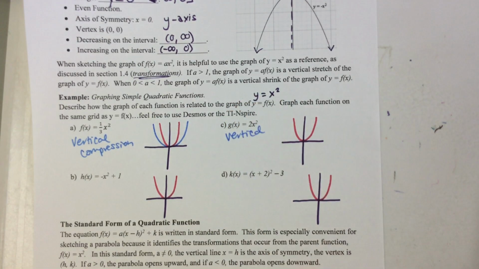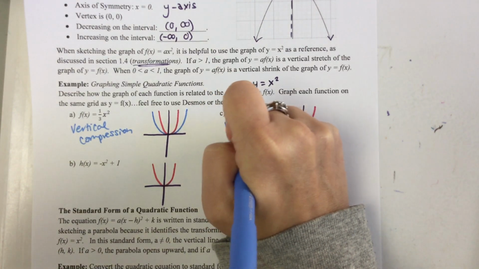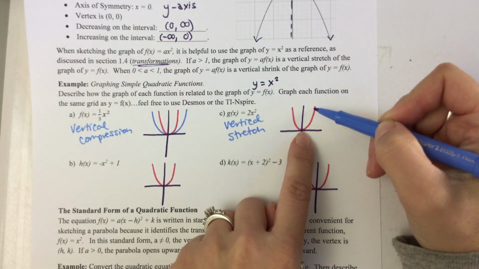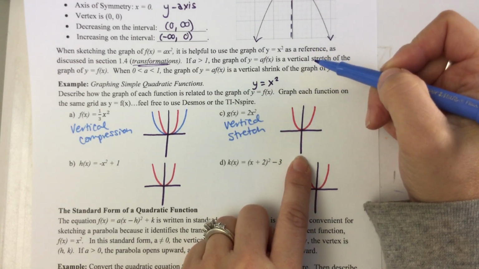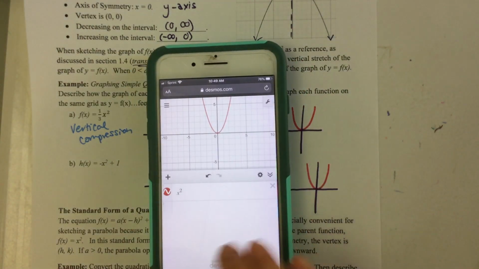The number that I'm multiplying is 2. 2 is bigger than 1, so this is a vertical stretch. So visually, what you're doing is you're taking the top and bottom of this, and you're stretching it to make it taller. Well, when you do that, what's going to happen is you're going to make your graph more narrow. So let's see what that looks like.